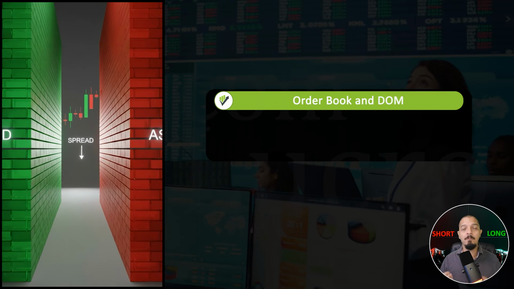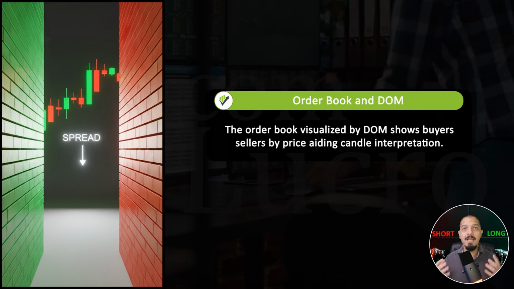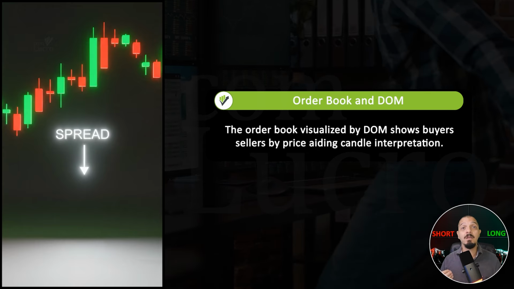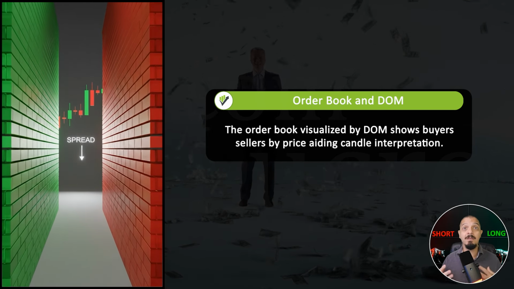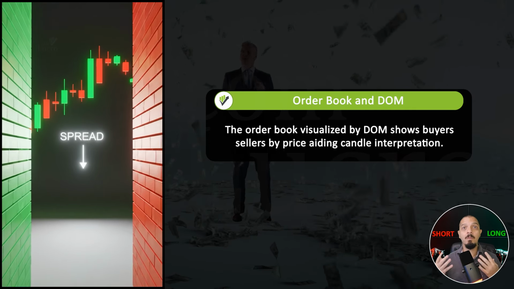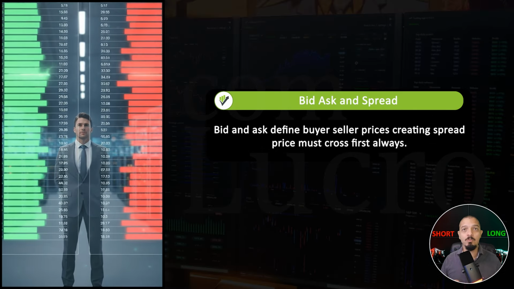When you combine the buy and sell limit orders, you get the bid and the ask. The bid is the highest price a buyer is willing to pay, and the ask is the lowest price a seller is willing to accept. The difference between them is the spread, and it is the first space price must cross when a market order enters. The tool that displays this structure is the order book.